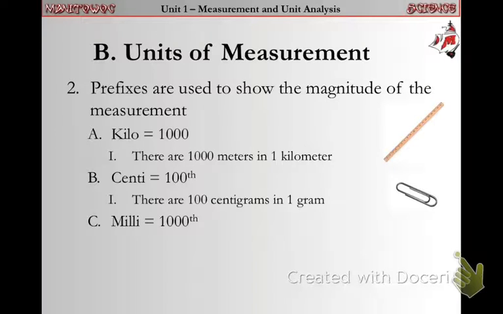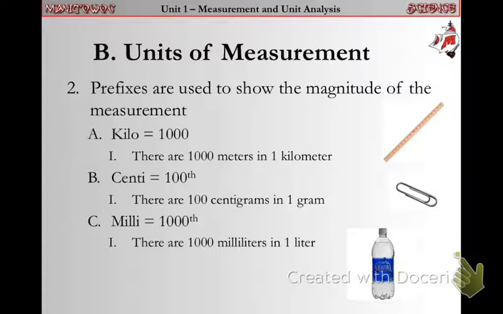And milli means 1,000th. Okay, so there are 1,000 milliliters in 1 liter. And if you think about a liter, that's a liter bottle of water. I believe there's 355 milliliters in a can of soda, so it's a little bit less.